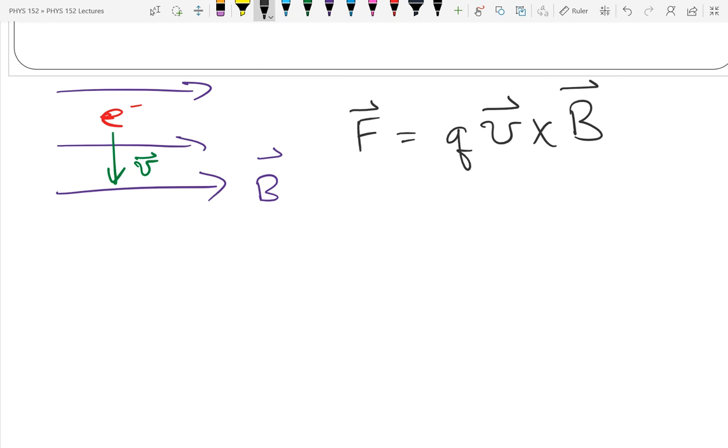So the force, if it's cross product, we know that we're multiplying which parts of the two vectors? The perpendicular parts. Cross product is multiplying the perpendicular parts, and the result of a cross product is a vector that's perpendicular to both of the original pieces. So with my cross product, in my picture up there, the velocity is down, and the magnetic field is pointing to your right. And so what direction is perpendicular to both down and right?